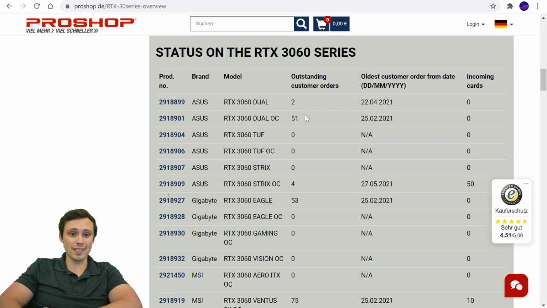So, for example, if you wanted an RTX 3060 Dual OC, they still have 51 outstanding customer orders for that. And again, for us Americans, we have to get used to the fact that this is the second month here, right? This is February 25th. Going back to that date. And currently they have no incoming stock. Okay, so that's how we read this.